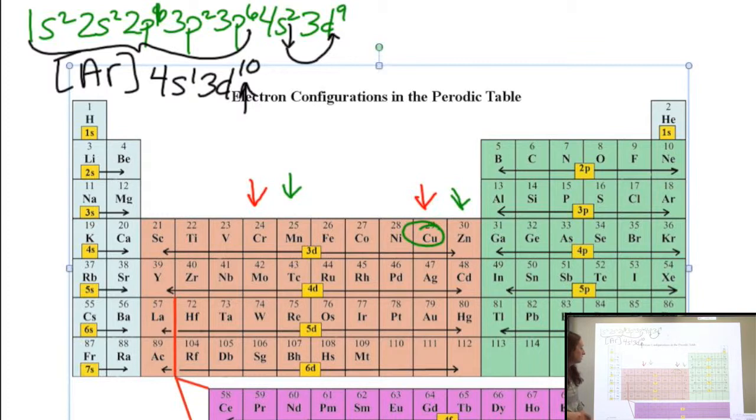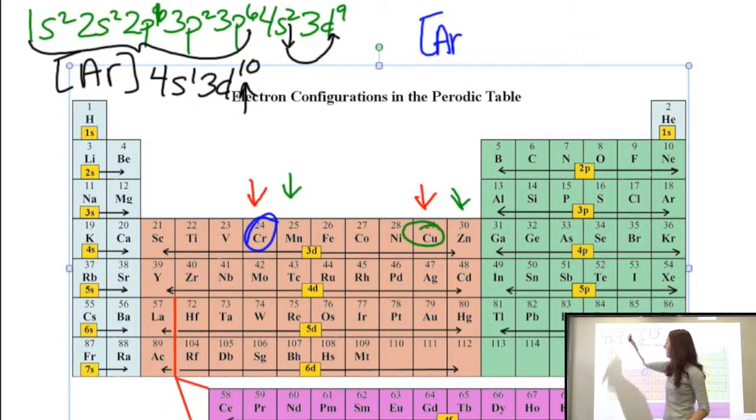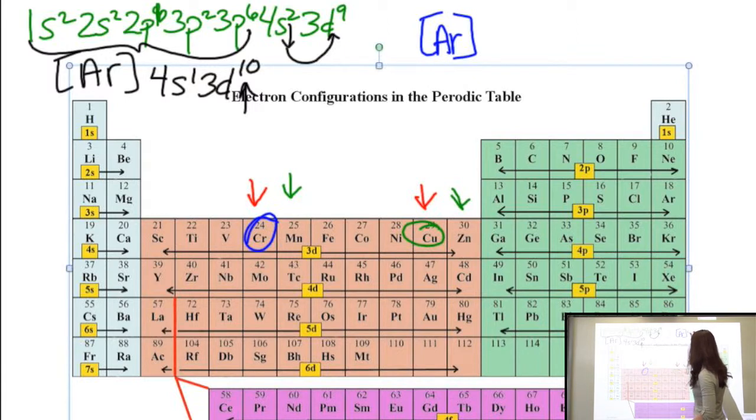So the same thing happens if you consider something that's in the 4th spot of the D block. So in this case, your electron configuration would be argon, this is just the short form again, and then 4s1 3d5. So that's basically it for electron configuration.